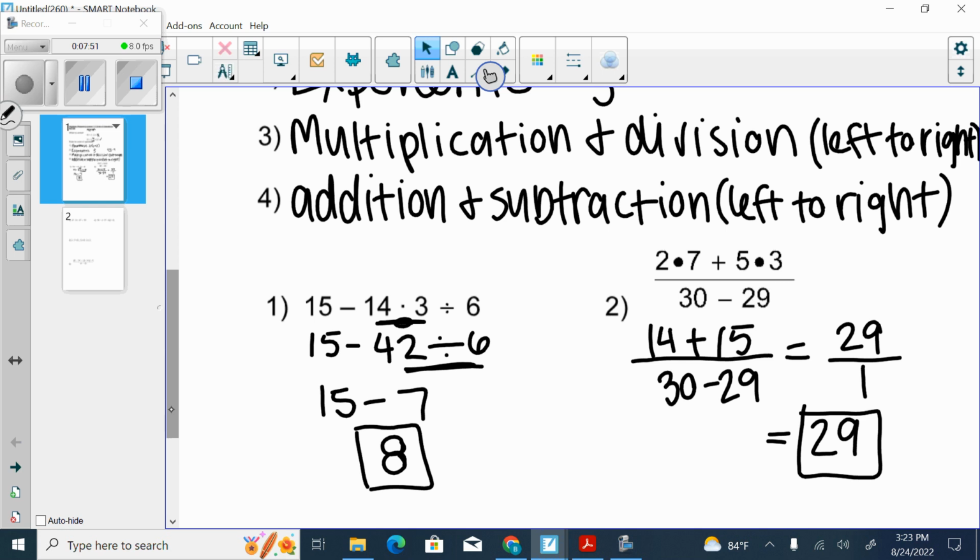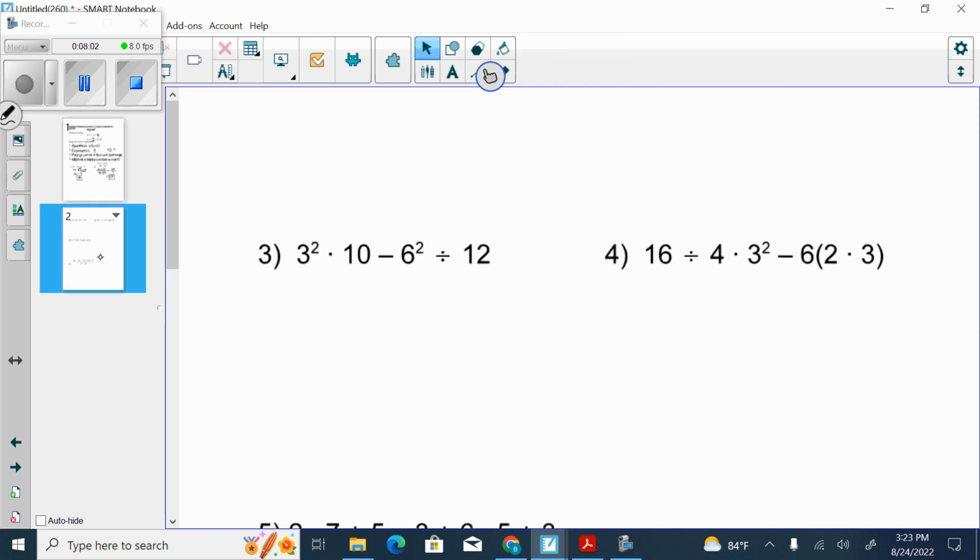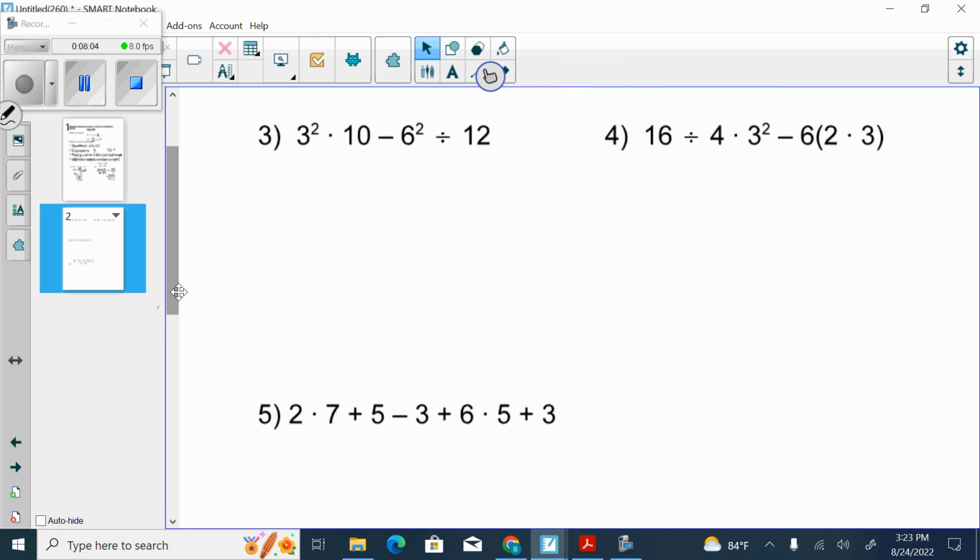Alright, once you've got those, go ahead and flip it over onto the back, and let's look at example number 3. On number 3, what do you guys think we should do first? Exponents, very good. And we are going to work left to right, so we are going to deal with this exponent first, the first one we come to.